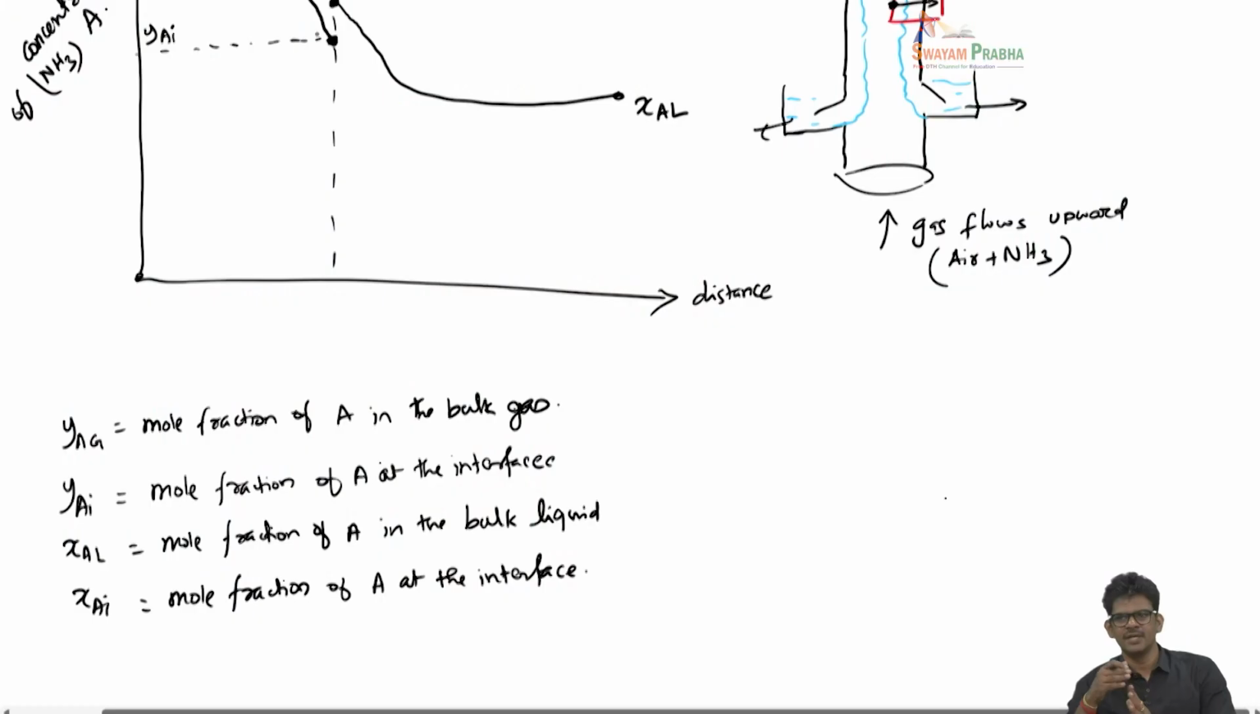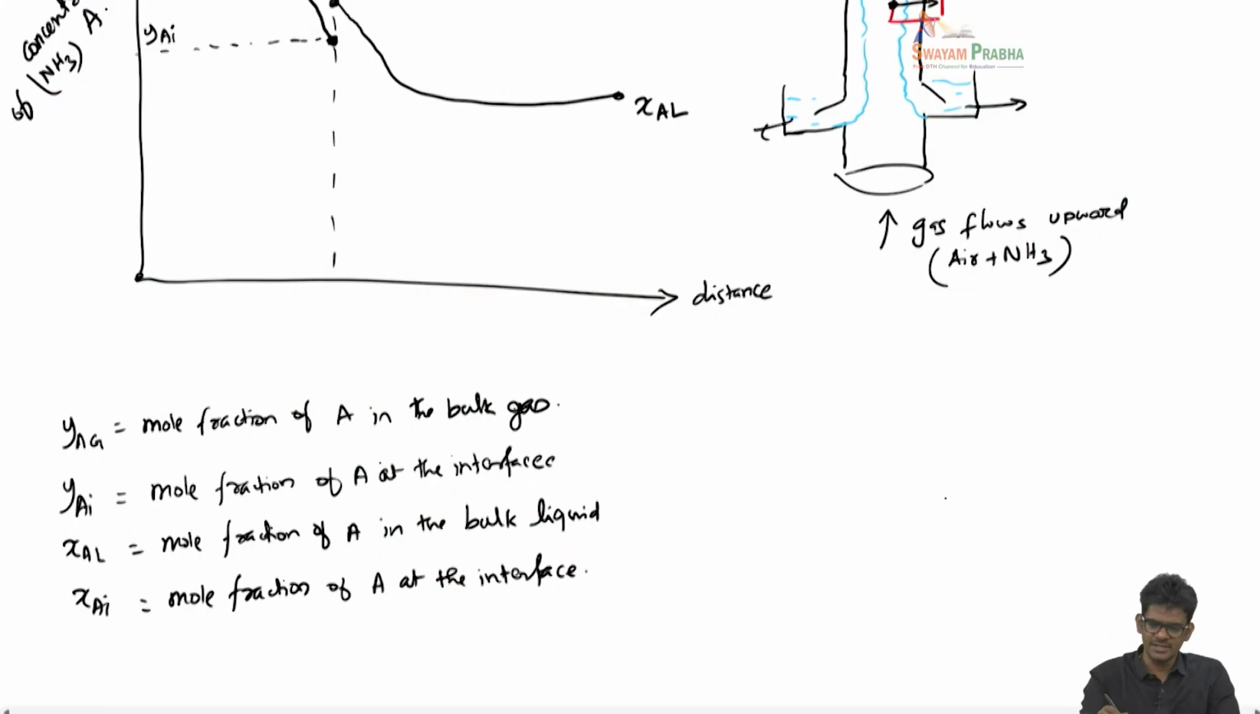So you can see there is a discontinuity in the concentration of the species at the interface. The interface is the same place, but if you look at the concentration of the gas at the interface, it has YAI, whereas in the same location, the concentration of the same species in the liquid phase is actually XAI. So at the interface, the two concentrations are not equal. Okay, there is a jump, there is a discontinuity. That is a characteristic of an interface.